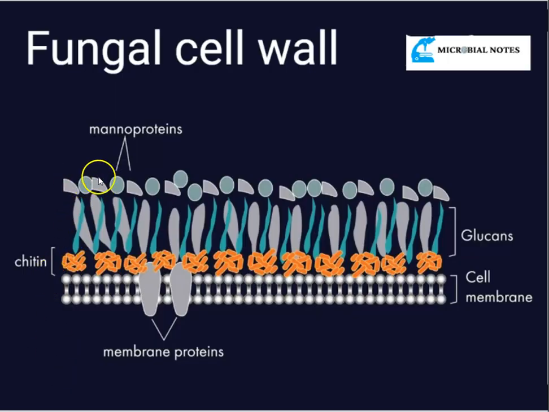Okay, this is an image of the fungal cell wall. So let's start on the inside of the cell, which is right here. This would be the cell membrane. And then moving further outward, you've got a layer of the cell wall that is chitin, a layer of the cell wall that is glucans or sugar molecules, and a layer of the cell wall that is mannoproteins.